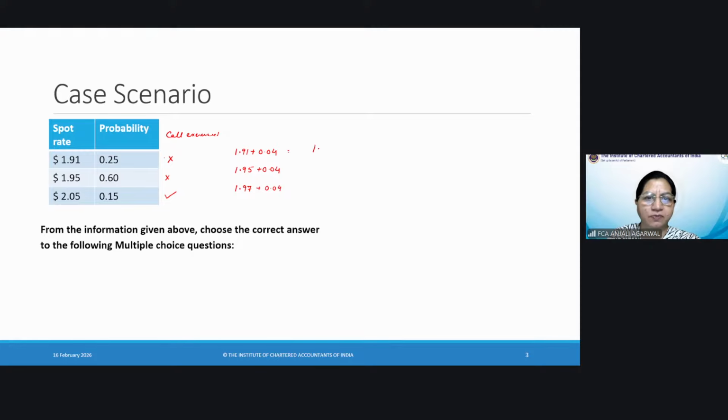So the cost here would be 1.95, 1.99, and 2.01. These have their respective probabilities as 0.25, 0.60, and 0.15. So this is what will be the cost in case of the call option. I hope this is clear to all of you. Okay. Madam, just write a little bigger font. Okay, sir, I will.